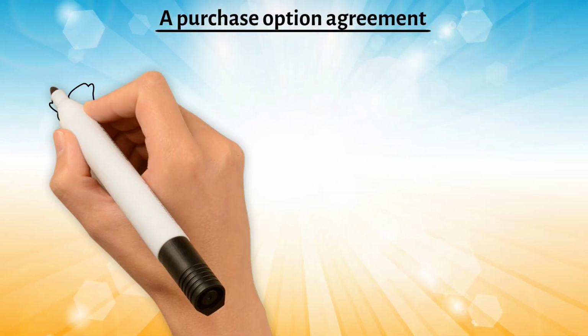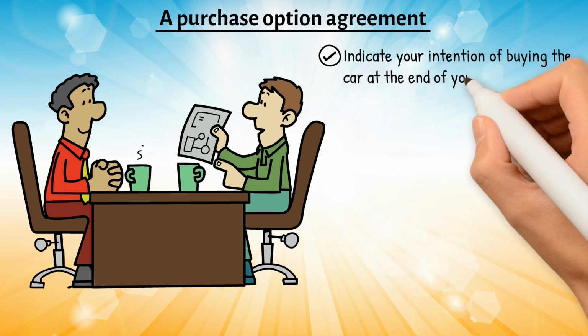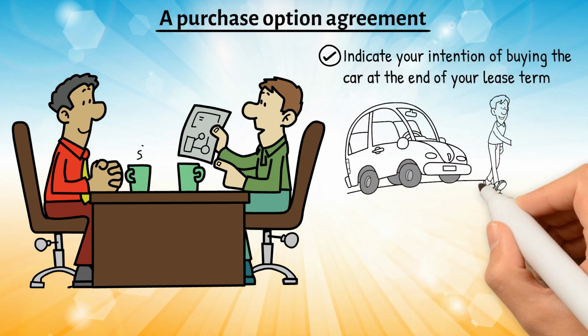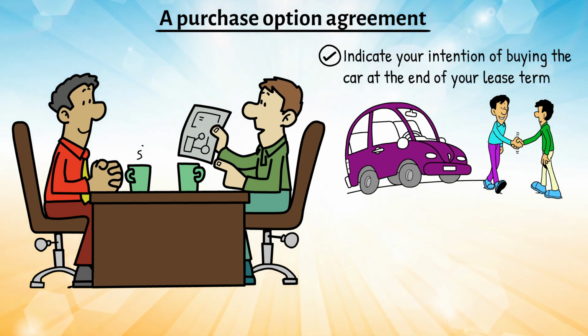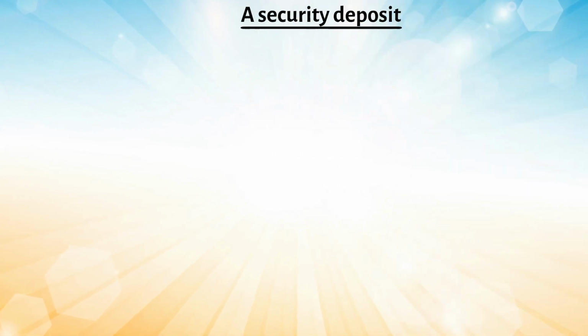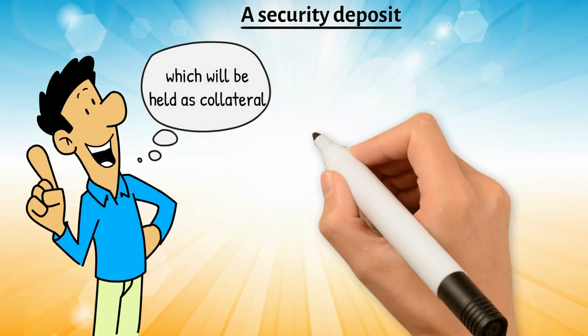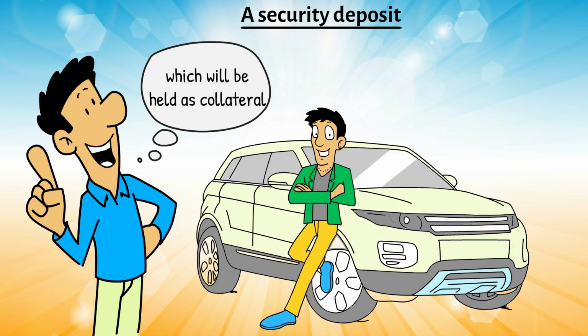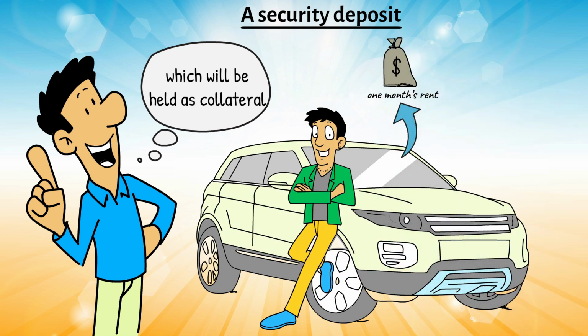A purchase option agreement is a form you sign to indicate your intention of buying the car at the end of your lease term. This gives you first dibs on purchasing the vehicle before it goes back onto the market for sale or auction. A security deposit is an amount you pay up front, which will be held as collateral should you fail to make payments on your car lease. This deposit is generally equal to one month's rent, but can vary depending upon the leasing company.